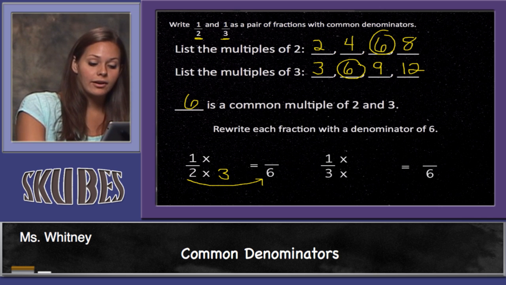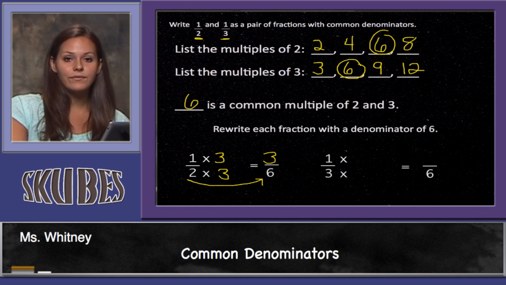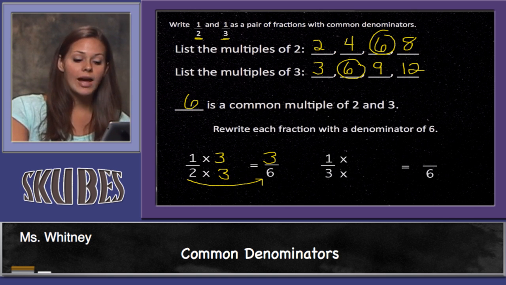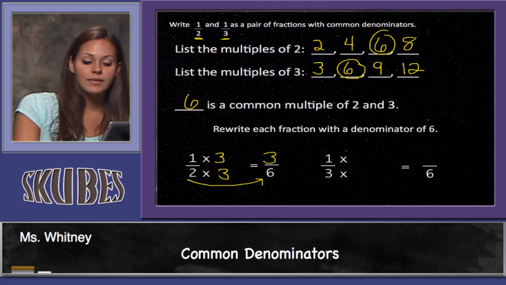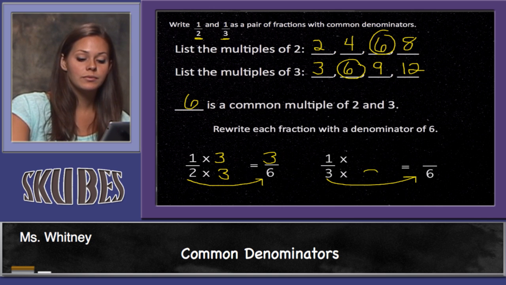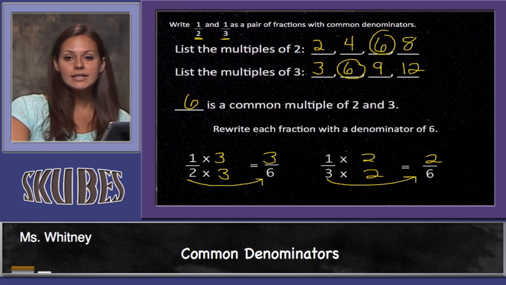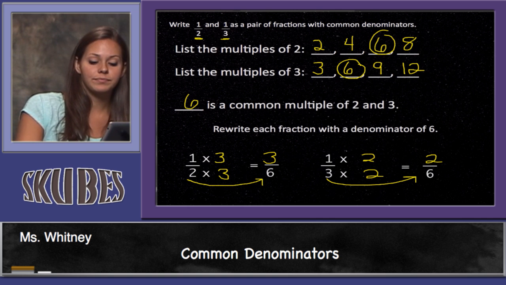So I'll multiply my numerator by 3 as well. 1 times 3 is equal to 3. So 1/2 is also equal to 3/6. Now let's change 1/3 to a fraction with the denominator of 6. How does 3 become 6? What can I multiply it by? 3 times 2 is equal to 6. I'll multiply my numerator by 2. 1 times 2 is 2. So our fraction pair is 3/6 and 2/6.